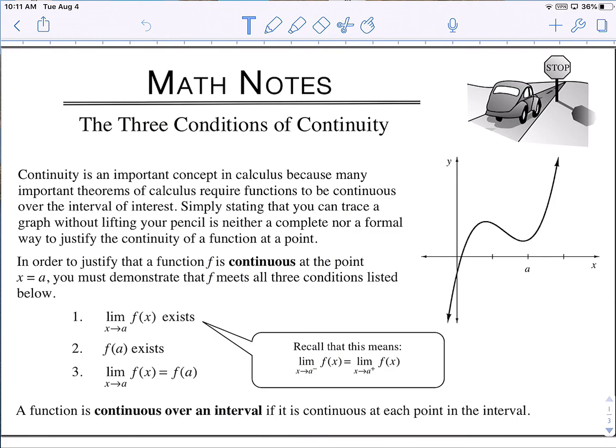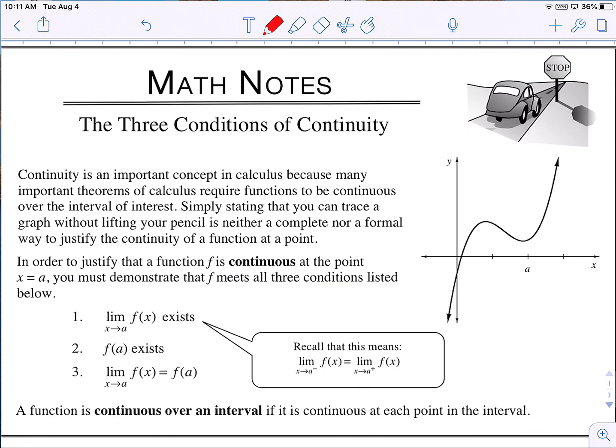Okay, so notice x equals a. If you look in the picture here on the right, x equals a is what we're talking about right there. At that point, is a function continuous or not? So the first part of the formal definition of continuity is that the limit exists. And then notice the little blurb. That means that the limit from the left and the limit from the right are equal to each other. They're both approaching the same value from the right and from the left. Okay, so the limit exists.